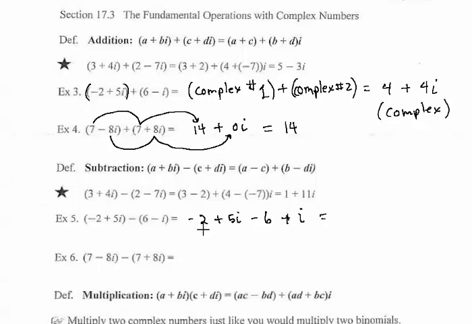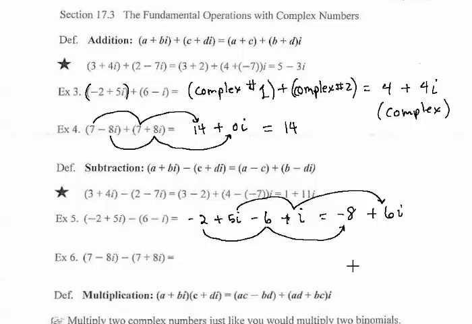Alright, so what we do at this point is we take the real parts, -2, -6, and we go over here and we say that equals a -8. We take 5i and a plus i. 5 plus 1 is 6, so we write 6i. Okay, we don't drop the i here. You have to keep up with it.